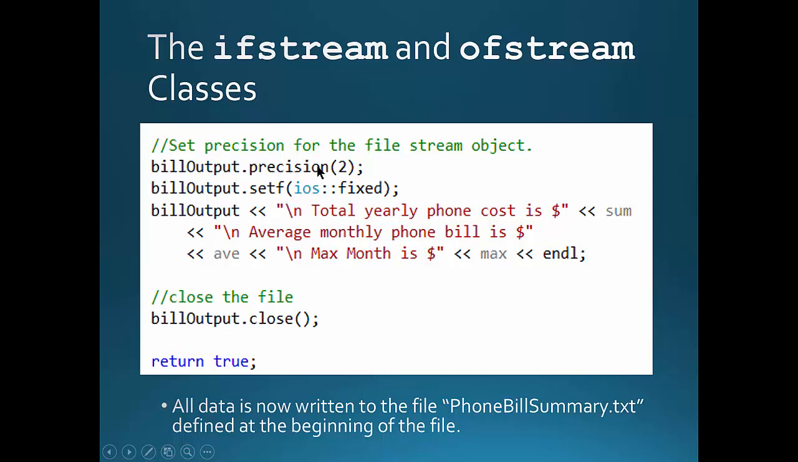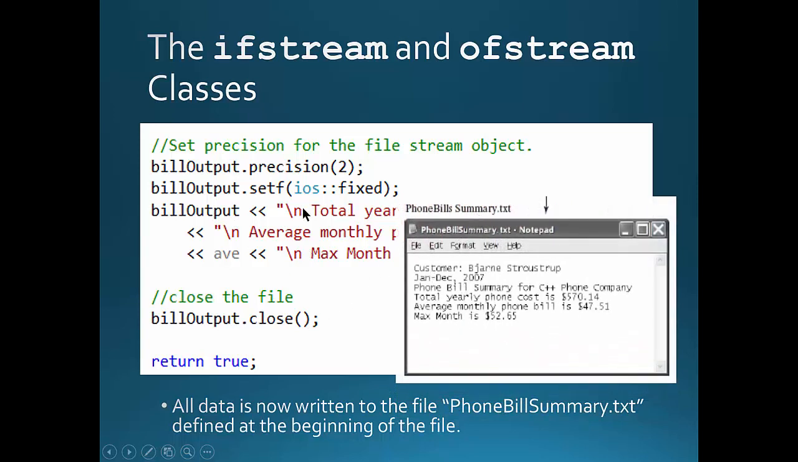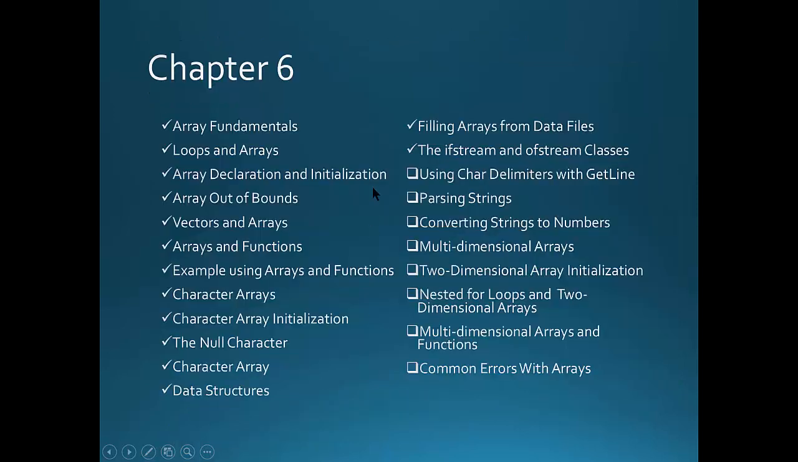And then notice that when you're writing to your file, you can also use your iomanip library to set precision, set floats, and format your output. And that will end up looking like this. So we can see everything we output ends up being displayed in the file, in phonebillsummary.txt. So that completes how we use ifstream and ofstream to get information from a file and then output it to another file. Thank you.